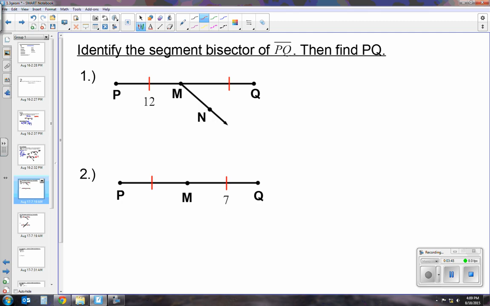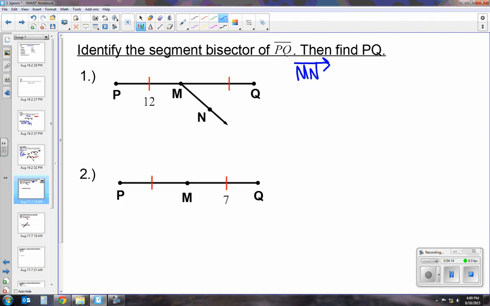Okay? So for number 1, it says identify the segment bisector of line segment PQ, then find the measurement of PQ. So let's do the first part of this. Let's identify the segment bisector of PQ. So if we look at this, the figure that's in the very middle is ray MN. So the segment bisector for PQ is ray MN.